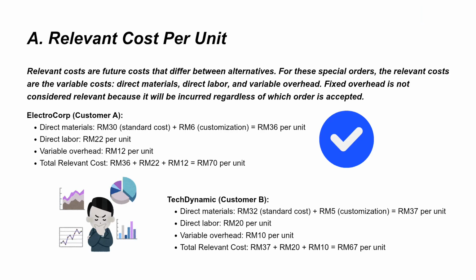First, let's calculate the relevant cost per unit. These are the variable costs: direct material, direct labor, and variable overhead. We ignore the fixed overhead as it will be incurred regardless of the decision. For Electrocorp, the relevant cost is 70 ringgit per unit. For Tech Dynamic, the relevant cost is 67 ringgit per unit.